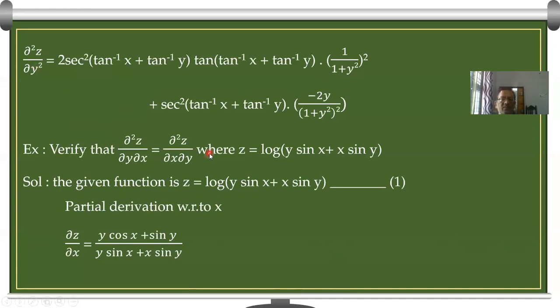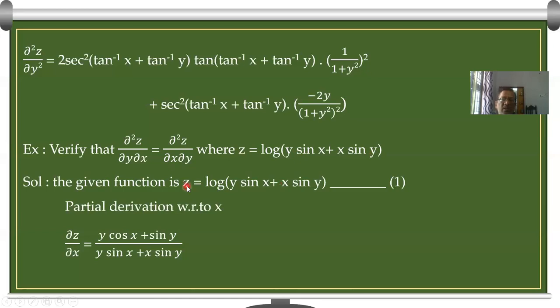Okay, and the next is another problem. Verify that dou squared z by dou y dou x, it is a second order partial derivation, for the z function. z is a function in terms of x and y. First we operate partial derivation with respect to x, after that y. In this case, first partial derivation with respect to x, after that y, after that x. The given function is z equal to log of (y into sin x plus x into sin y). It is a function now.